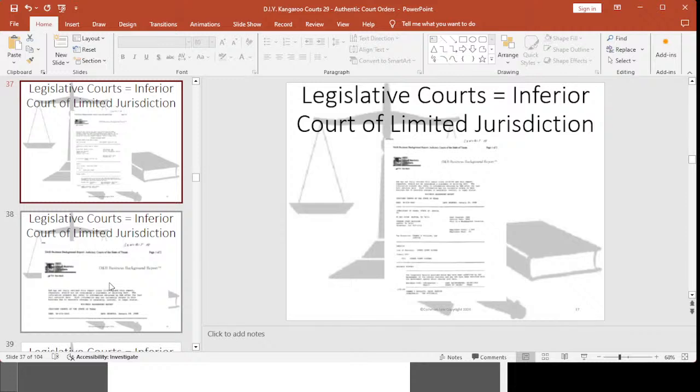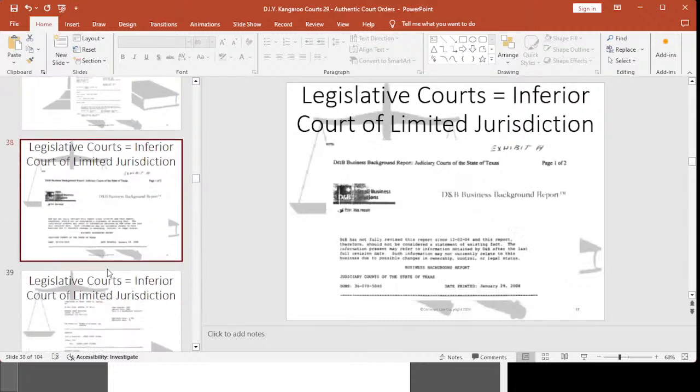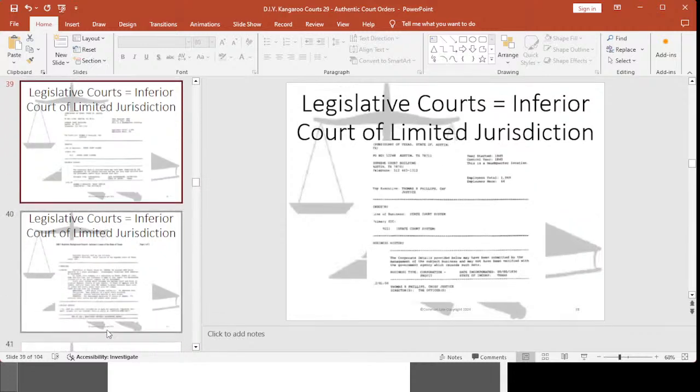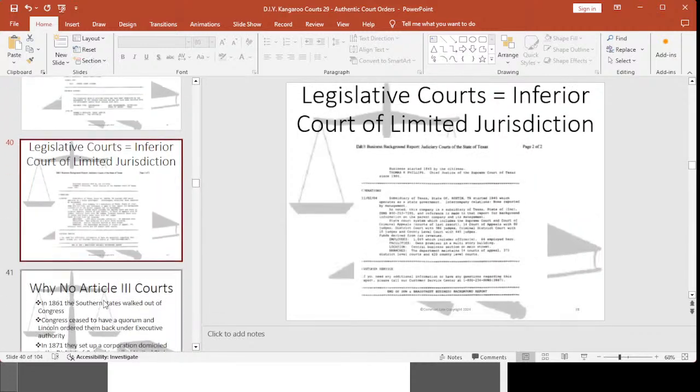This is actually the Texas Judiciary Courts of the State of Texas. It's kind of hard to read, so I'm not going to spend a lot of time on this, but if you want, I can send you a PDF of this. This is the Judiciary Courts of the State of Texas, and this is talking about the Dun & Bradstreet printout, set up in 1845. Anyways, it's kind of hard to read, so I'm just going to skip right on past it.